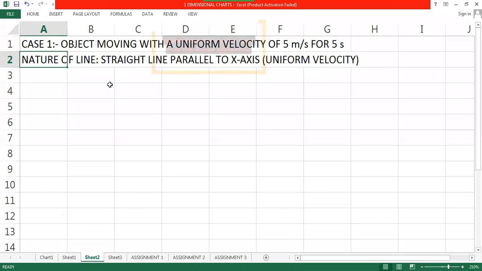If the object is moving with a uniform velocity of 5 meters per second for 5 seconds, how much will be the distance covered? Very good, Ruchir, Avni, Priyanka, please. Ha, Soumya, very good, beta. Krish, very good. Aditya, brilliant answer, Aditya.